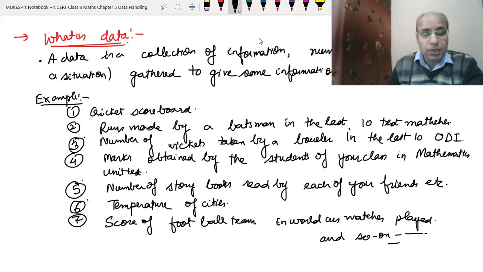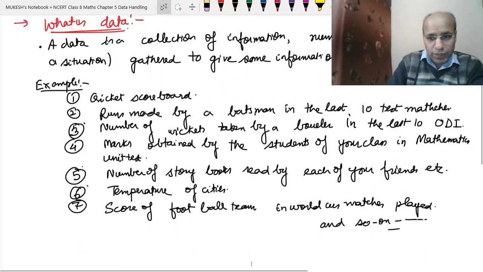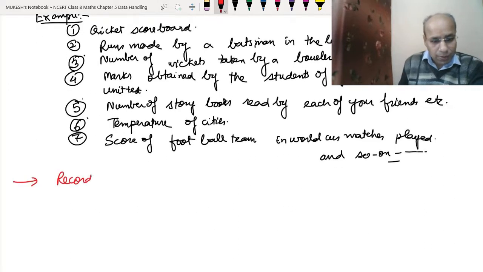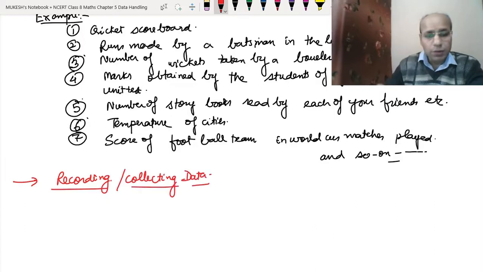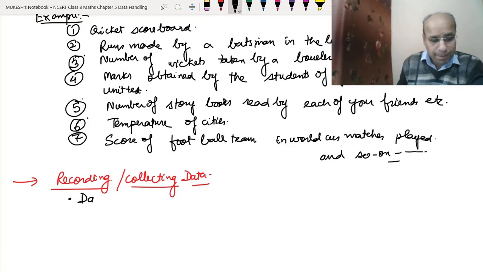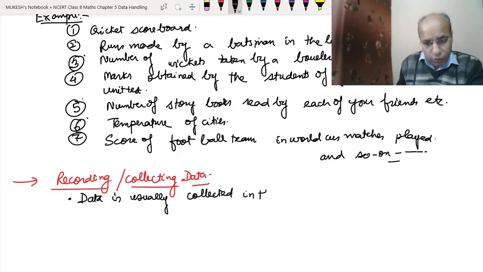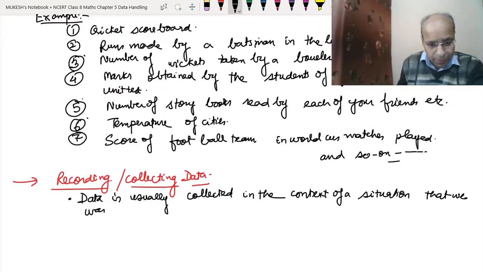Okay, now the question comes, how do we record or collect the data? So the next thing is recording or collecting data. As I just told you, we should collect the data for a particular condition or situation. So data is usually collected in the context of a situation that we want to study.